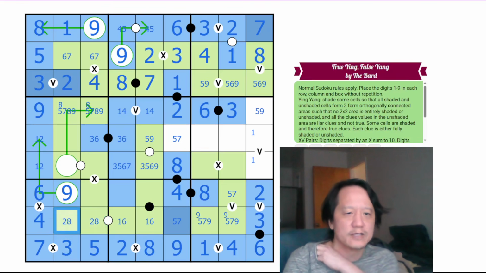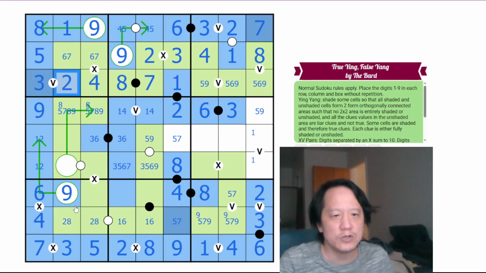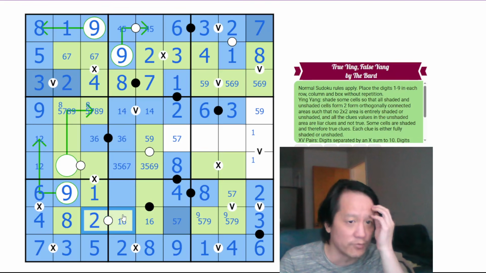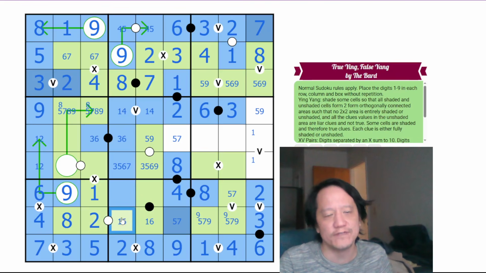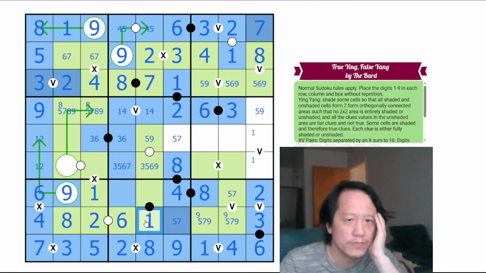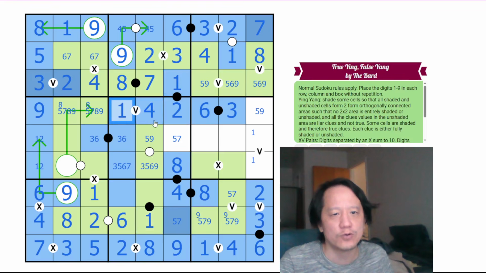This is 2, 8 as a pair. 2 eliminates 2 here, so this is 8 and 2. That leaves this as 1. 2 is consecutive with 1, so this can't, and that has to be false, so this is 6, which makes that 1 there. 1 eliminates 1 here, so it's 4 and 1. 4 eliminates 4 here, so it's 5 and 4. 5 eliminates 5 there, so it's 9.